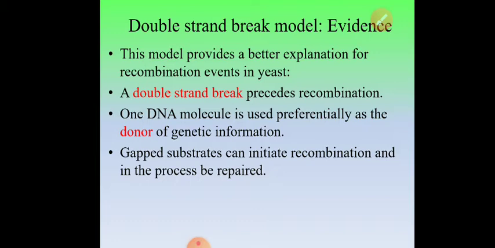Okay, the other method is called the double stranded break model or double stranded break repair. How does it take place? This model provides a better explanation for recombinant events, especially in yeast. What happens here? There is a double stranded break. Okay, the endonuclease enzyme cleaves both the strands of one of the duplexes. So there is a double stranded break, meaning both the strands are broken, and then recombination takes place.